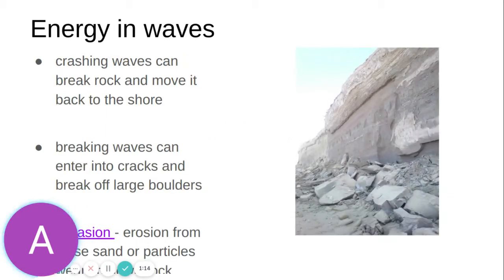Now, there's a bunch of energy in waves. So crashing waves can break rock and move it back to the shore. Breaking waves can also enter into cracks and break off large boulders. And then there's also the process of abrasion, which is when you have erosion that gets picked up. Okay, so these sand particles in the waves crash into the rock and cause further erosion. So it's almost like sandblasting. So the sand in the water is being thrown up against the shoreline, and that just increases the amount of erosion.